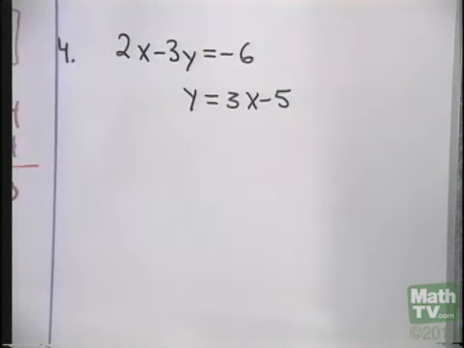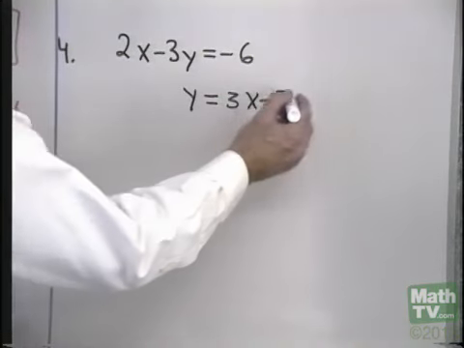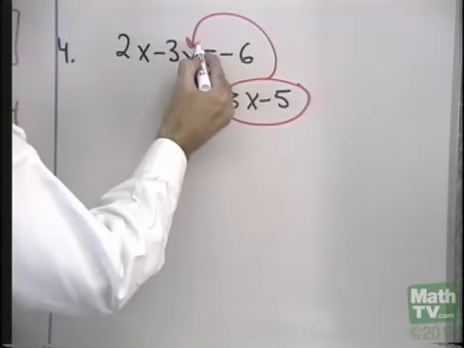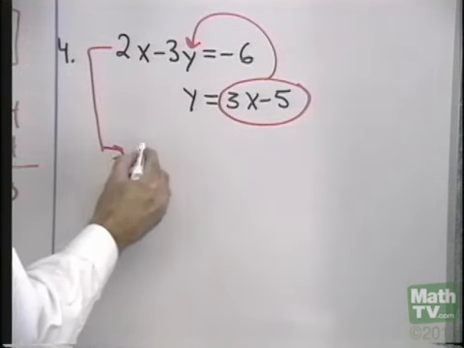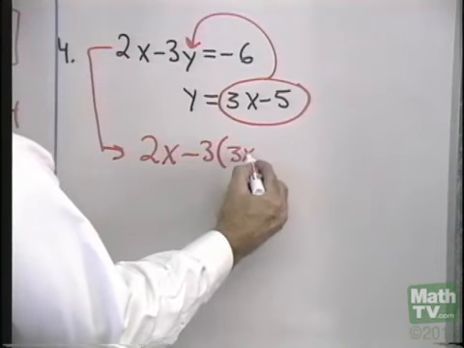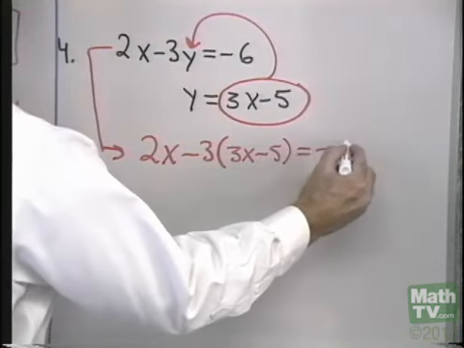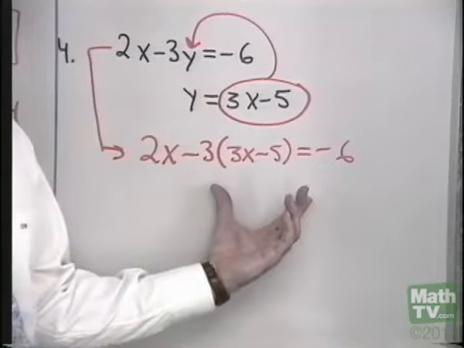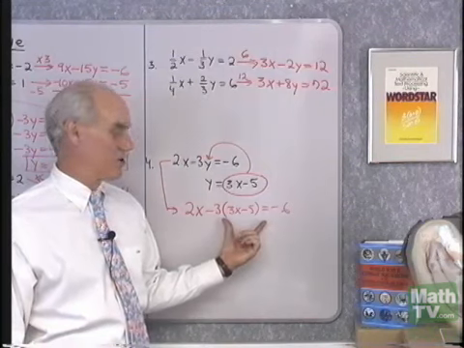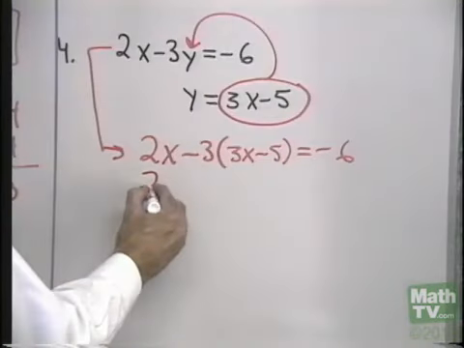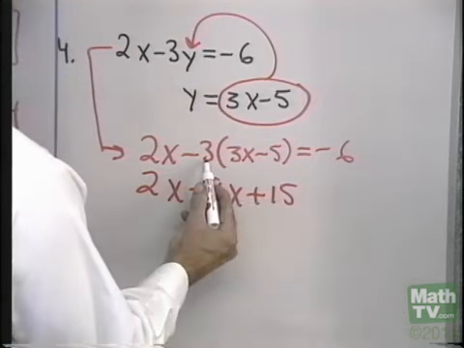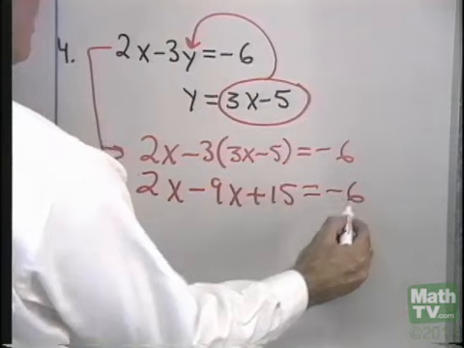So this system is set up to solve by the substitution method. So I'm going to take this expression for y from the second equation and substitute it for y into the first equation. When I do that, I have 2x minus 3 times y, which is 3x minus 5, is equal to negative 6. So essentially I've done the same thing as I did before. I've eliminated one of the variables from this system of equations. Now I'll simply solve this for x. 2x minus 9x plus 15, when I multiply through by negative 3, equals negative 6.